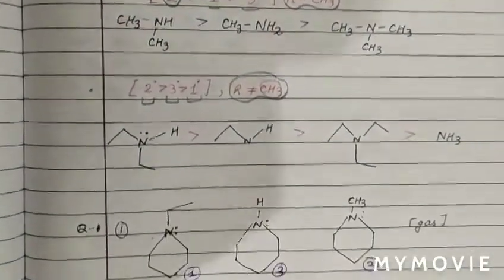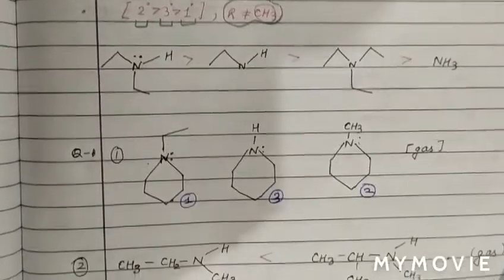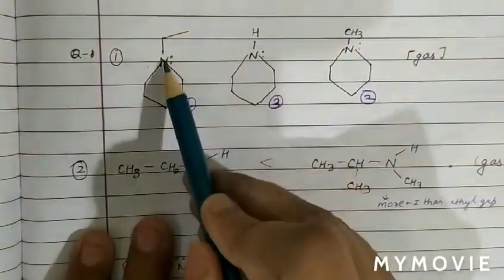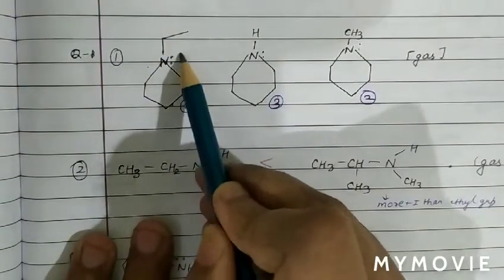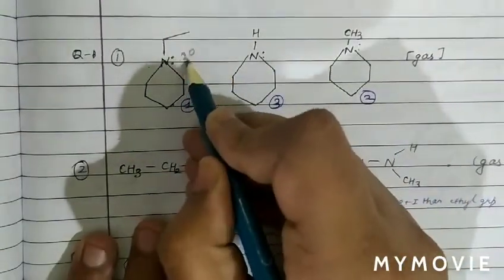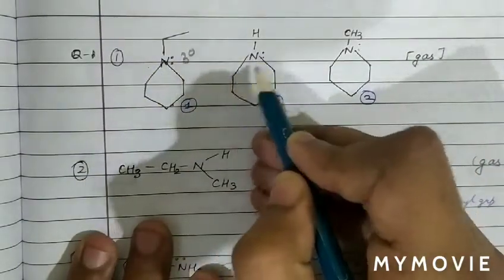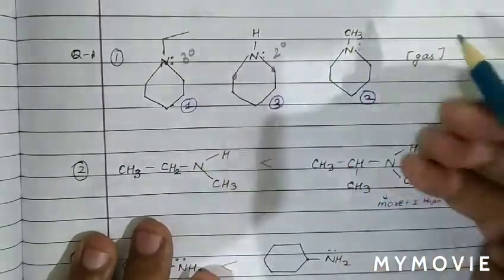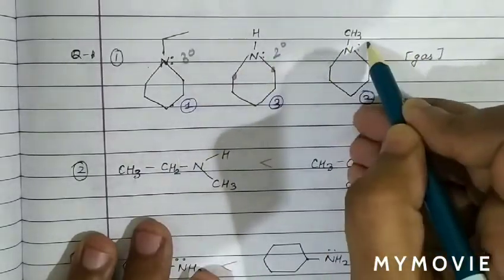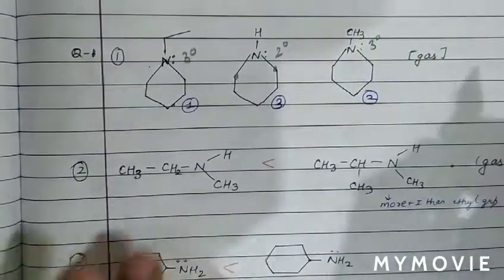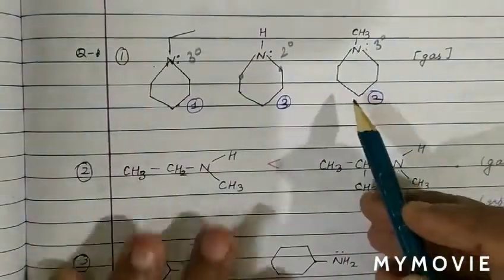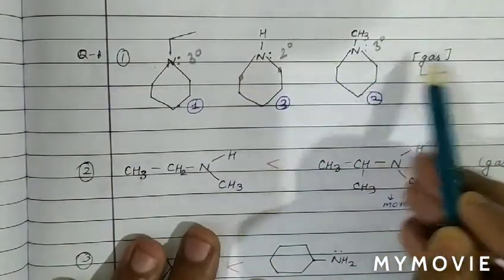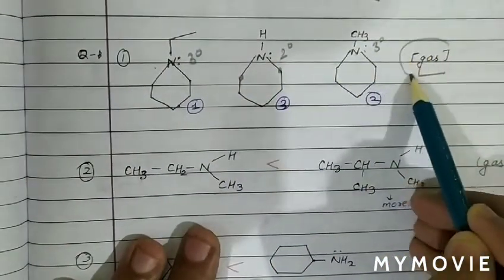So now the question is, we have to compare the basic strength. Question number 1: nitrogen is directly connected to 3 carbons, so it is a 3 degree amine. Nitrogen is directly connected to only 2 carbon atoms, so it is 2 degree. Nitrogen is directly connected to 3 carbons, so it is 3 degree. And we know that if nothing is given in the question, then by default we compare the basic nature in gas phase.